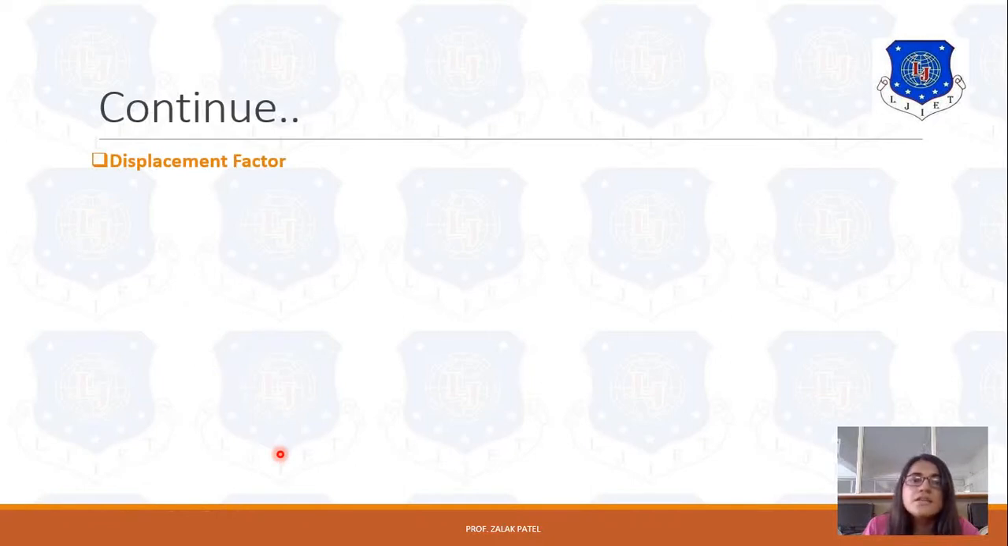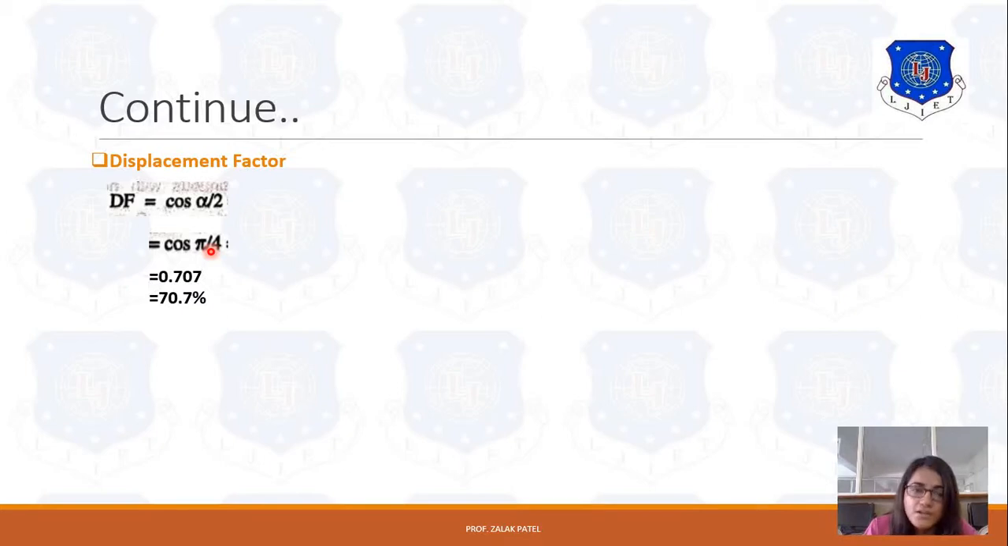Next is about the displacement factor. The displacement factor is simply given by cos alpha by 2. We have the value of alpha, pi by 2. So pi by 2 divided by 2 means cos pi by 4. It is 1 upon root 2, which means 0.707, that is 70.7% displacement factor.